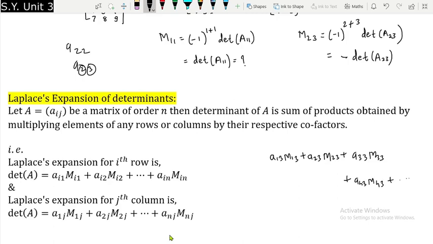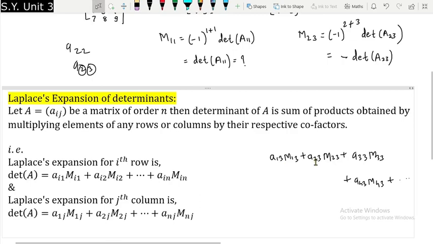So this is nothing but the Laplace expansion for third column. You simply observe the second variable is 3, that is fixed everywhere, and the first variable is varying. In the first term your first variable is 1, in the second term your first variable is 2, and so on. So this is the only trick that you should remember.